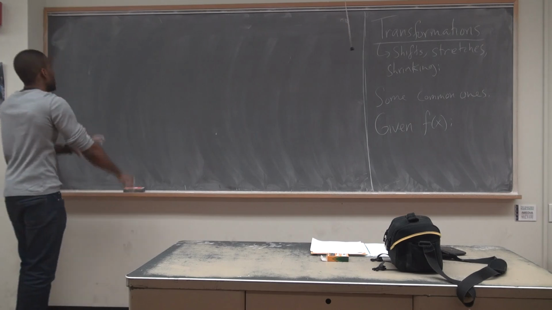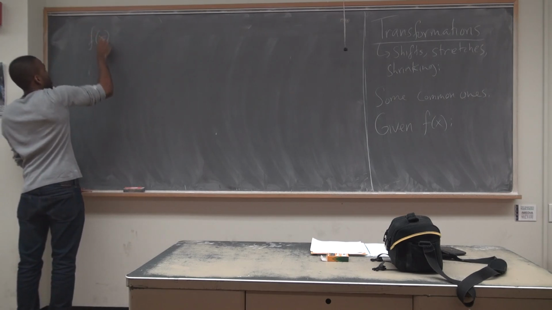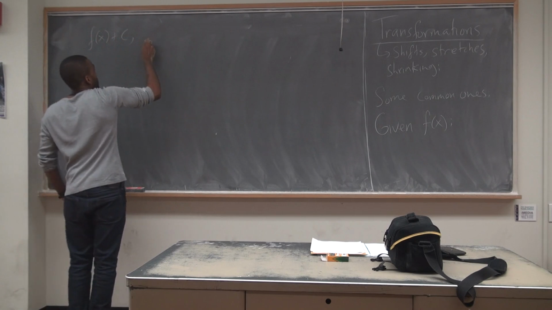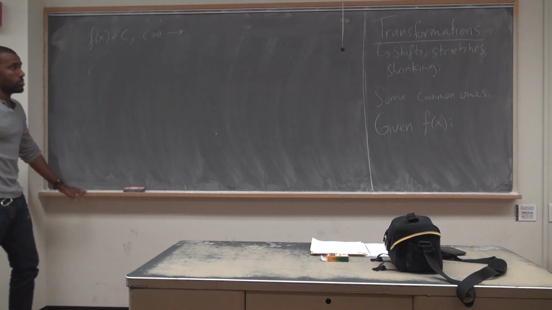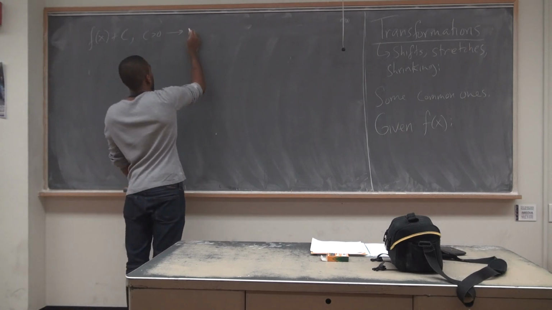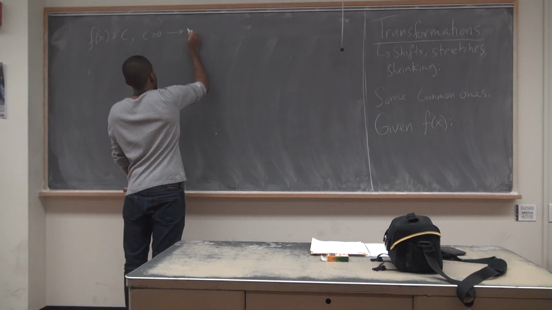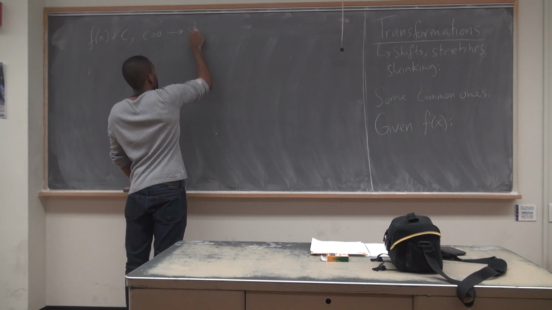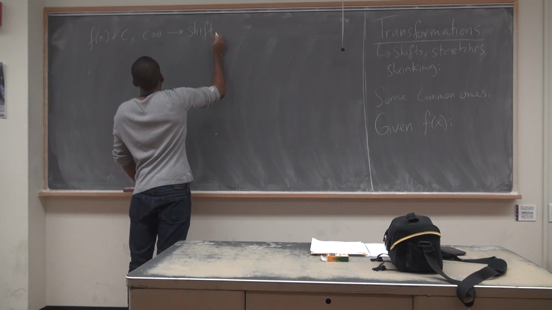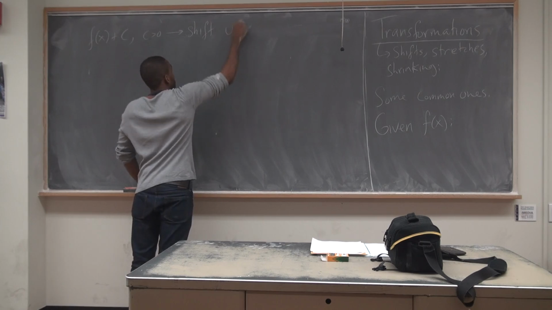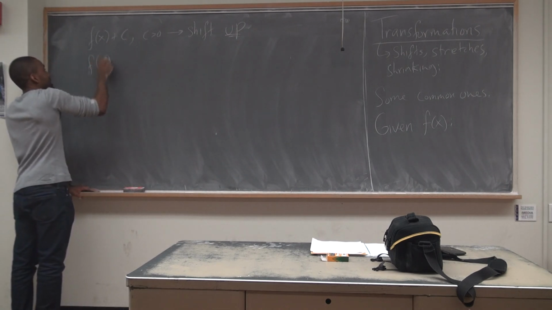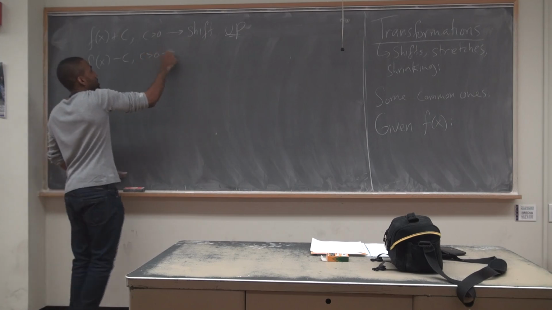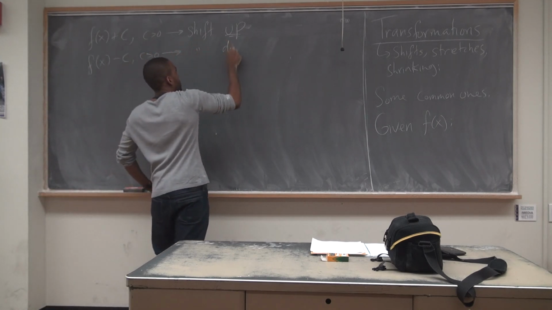So for example, if I take f of x plus c, and my c is greater than 0, what does this do? Increases the value of f of x. What does it do to the graph? How can you describe it? It's a shift where? Right? F of x minus c, my c is greater than 0, that's a shift down.